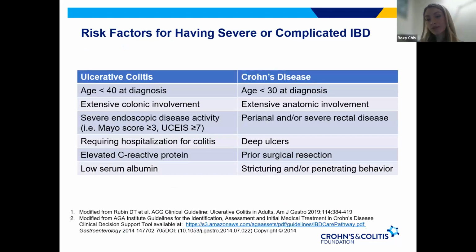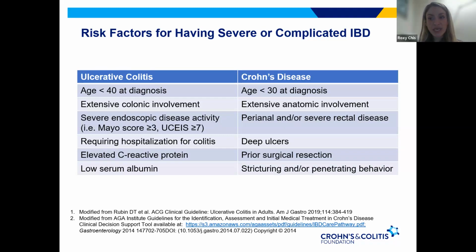I did say that there is a number of risk factors that will predict more severe disease. For both UC and Crohn's, an early age of diagnosis will tell us that they're going to have a more complicated course, unfortunately. For UC, if we have more of the colon involved, will be a worse prognosis. Severe disease when we look endoscopically. If they've required hospitalization for colitis. So remember how I was saying normally a third of patients present with acute severe UC where we need to hospitalize them and treat them with steroids. So that will normally predict a more severe disease course.